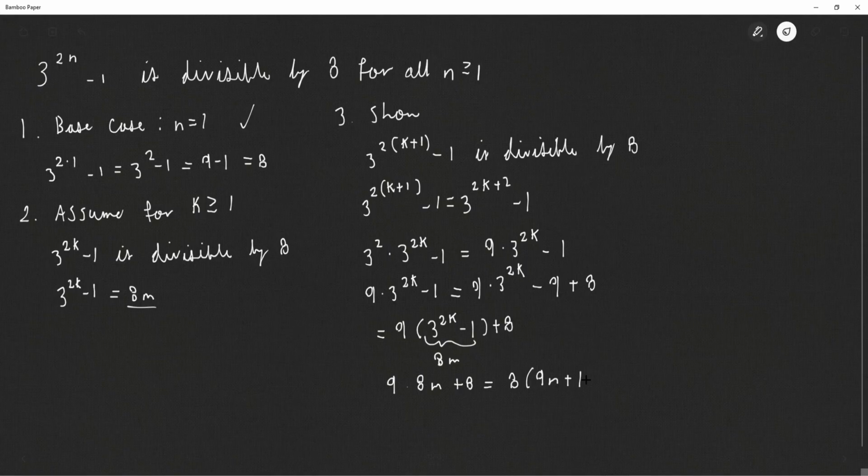And since we can see right here that it's a multiple of 8, because 8 times (9m plus 1), anything is going to be multiplied by 8. This means that 3 to the power of 2 times (k plus 1) minus 1 is a multiple of 8. And since we're doing proof by mathematical induction, if our base case works and k plus 1 works, we can say that for the whole expression it works.